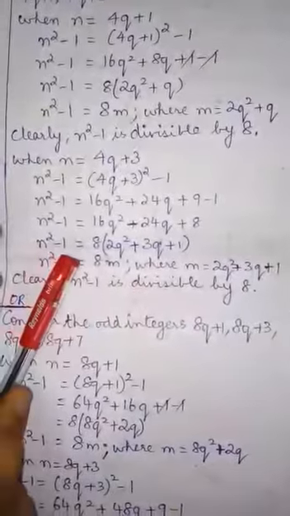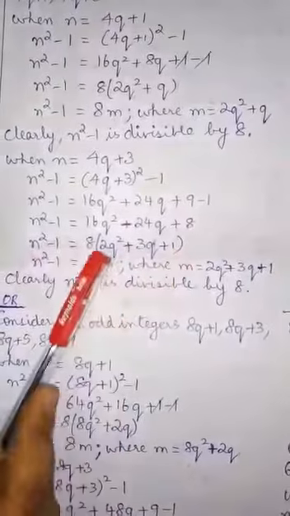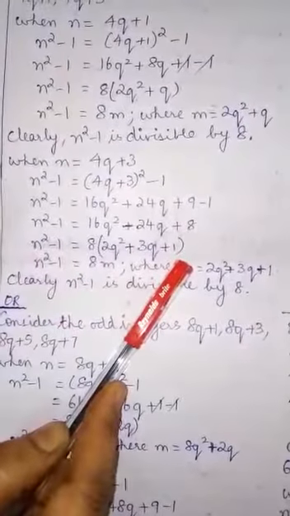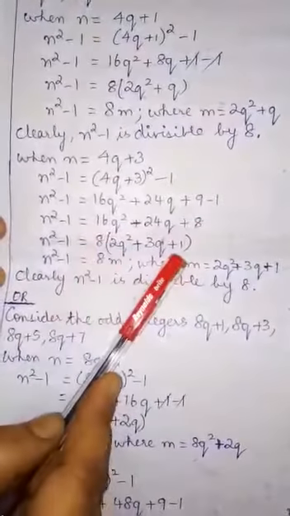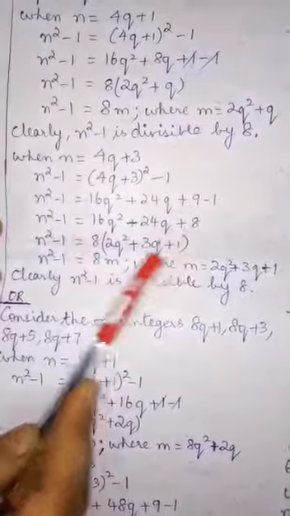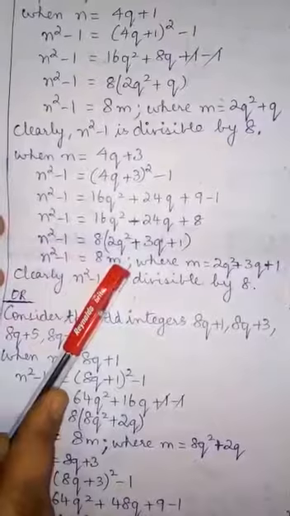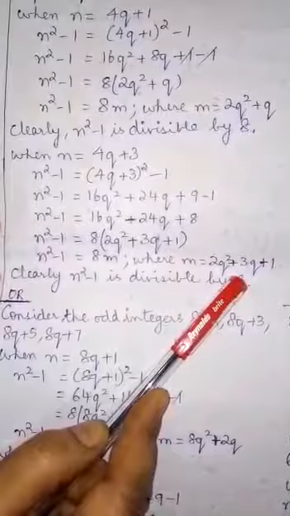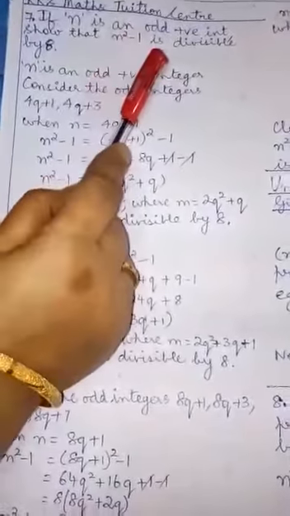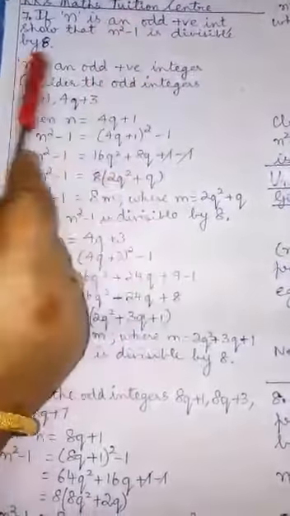Clearly n square minus 1 is of the form 8m. So this means it's divisible by 8. When you can express this as 8 into something, it means it is divisible by 8. So clearly n square minus 1 is in the form 8m, where m is equal to 2q square plus 3q plus 1. This proves that the square of an odd number minus 1 is always divisible by 8.